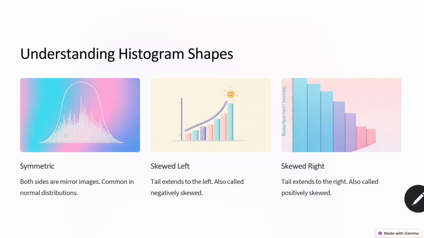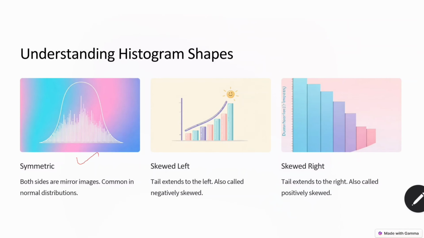Let's talk about the shape of the histogram. If your histogram is bell shaped like this, this is called symmetric. Why? Because both sides are mirror images, common in normal distribution. And I want you to pay attention to this very well. A bell shape follows the normal distribution. We're going to be talking about this in a subsequent episode.